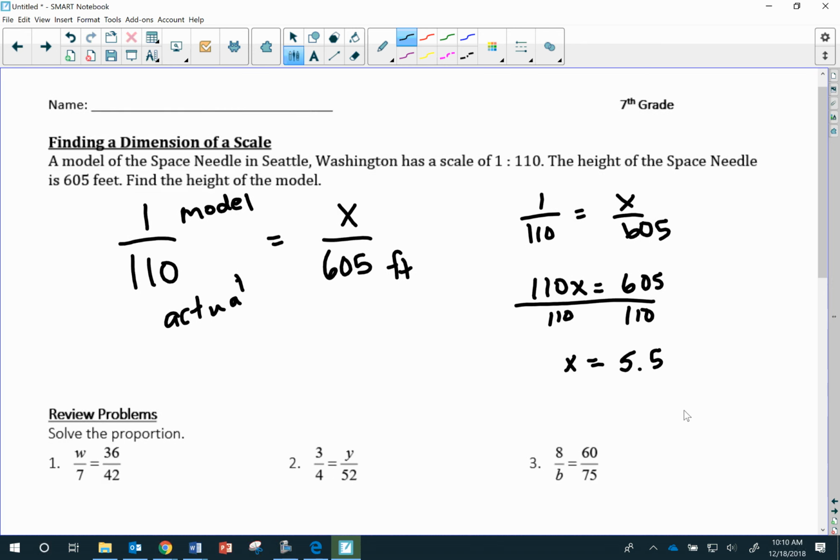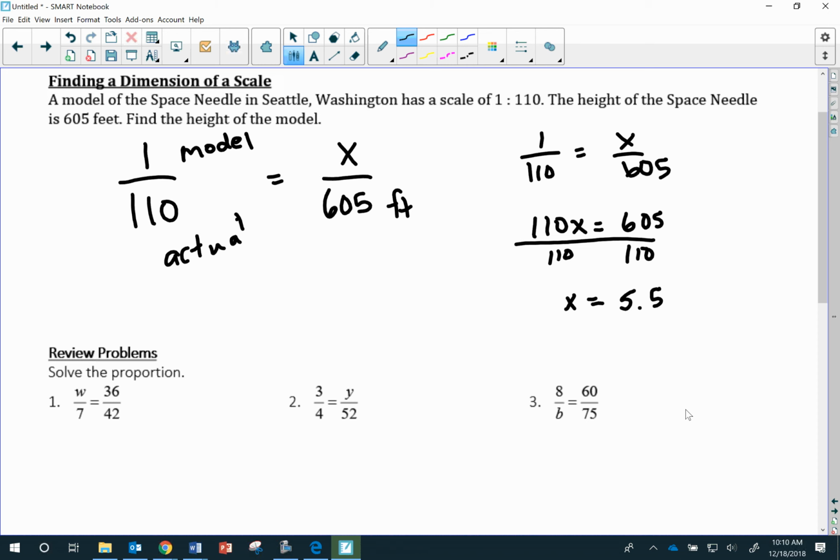All right, you have a couple review problems solving the proportions. If any of this was confusing or you need clarification, please don't hesitate to ask your teacher.